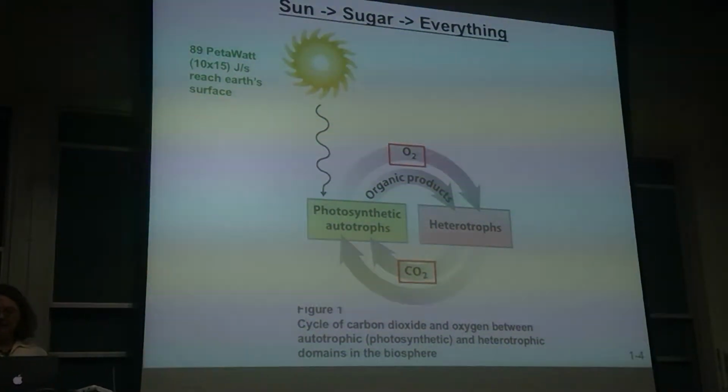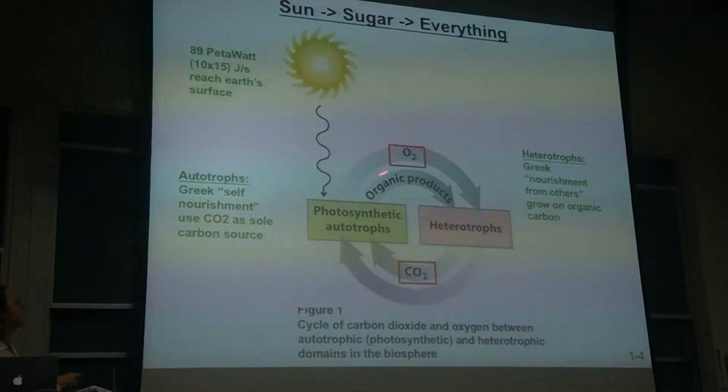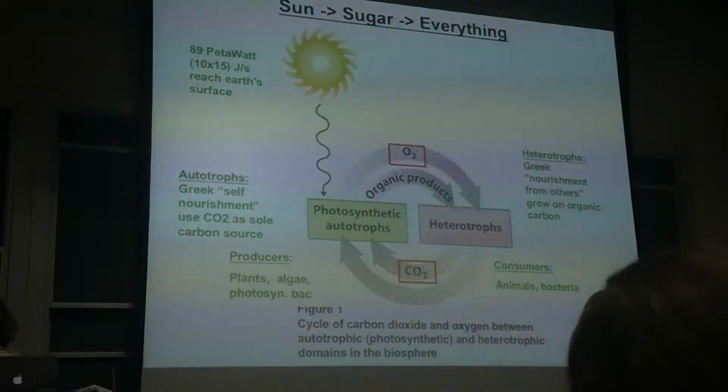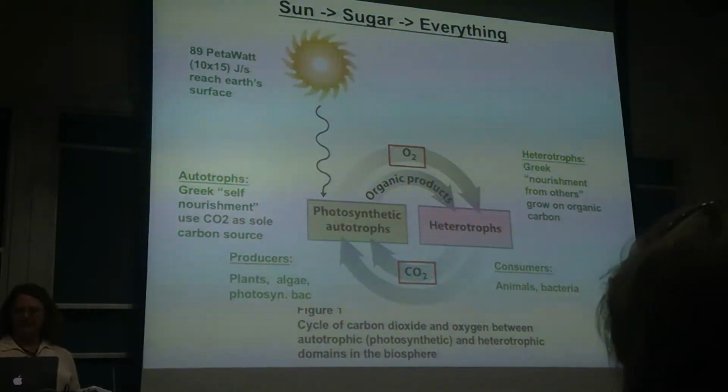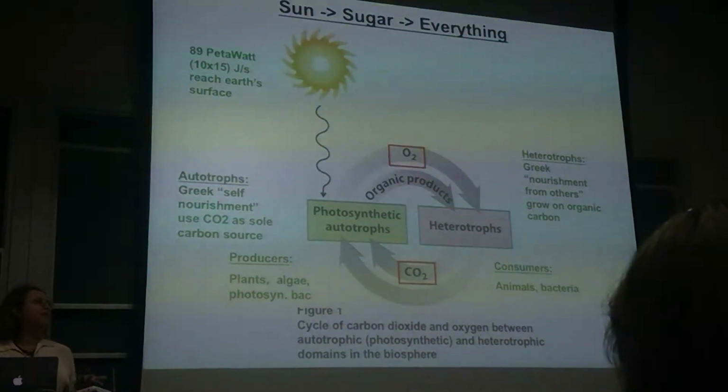Okay. And typically when we're thinking about this, this is what I was talking about with self-nourishment with CO2 and heterotrophs having nourishment from others, which have these organic carbon products. And then what you want to think about are what these organisms are. So plants, algae, photosynthetic bacteria. And then on the other hand, we have the consumers, which are animals and also some bacteria. So this is a very simple slide, but it guides life on this planet.